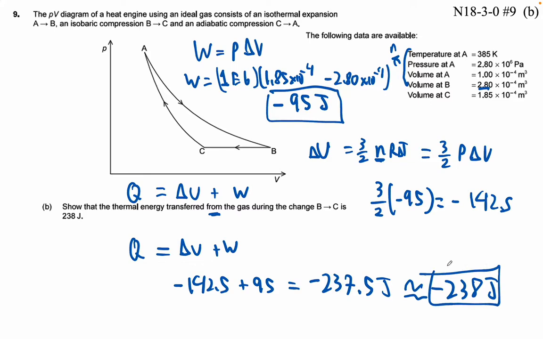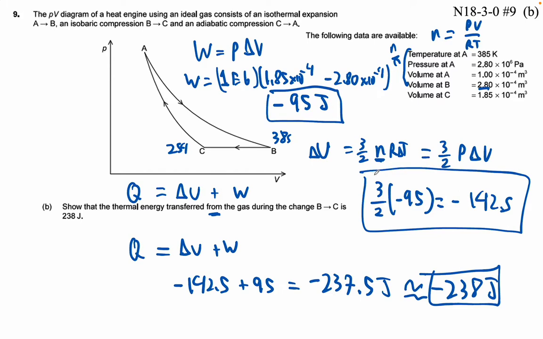Now you can make this a lot harder if you want to. You could figure out the number of moles from this, because the number of moles is PV over RT. Then you could figure out the temperature here, or you could use this one, since we know the temperature here is 385 and the temperature here is 254. You could do it that way as well, but I say do it this way. That's what I would do, but it's up to you. I'll leave that entirely up to you.